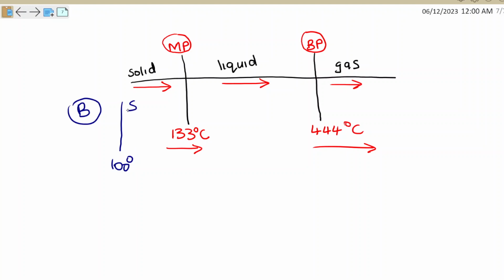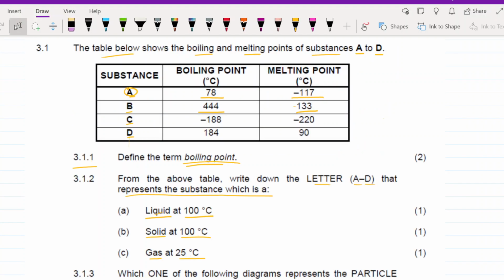So we can see that substance B is a solid at 100 Celsius degrees. When it increased temperature to reach 133, it will be a liquid. You increase that temperature to 444, it will become a gas. So that means that substance B is not what we are looking for. It is not a liquid at 100 Celsius degrees. Now let's look at substance C.